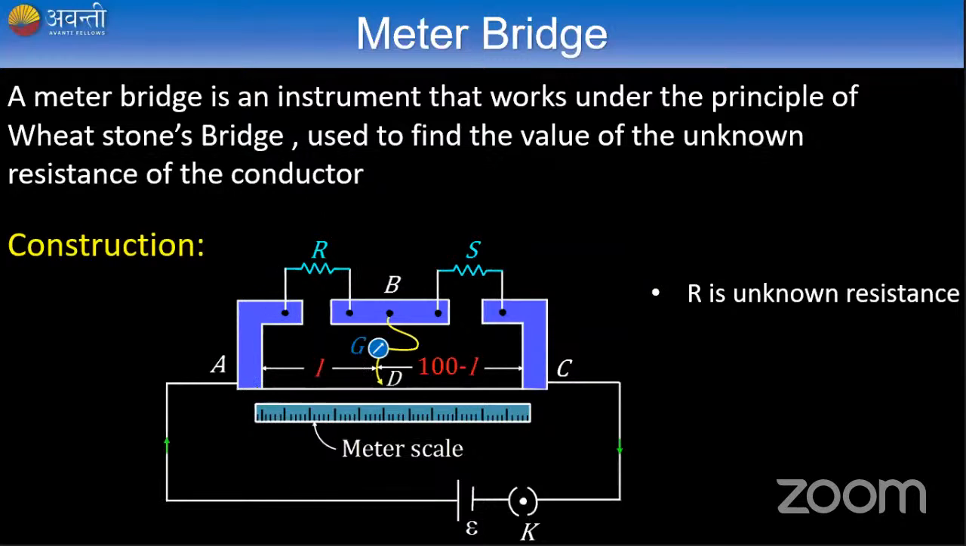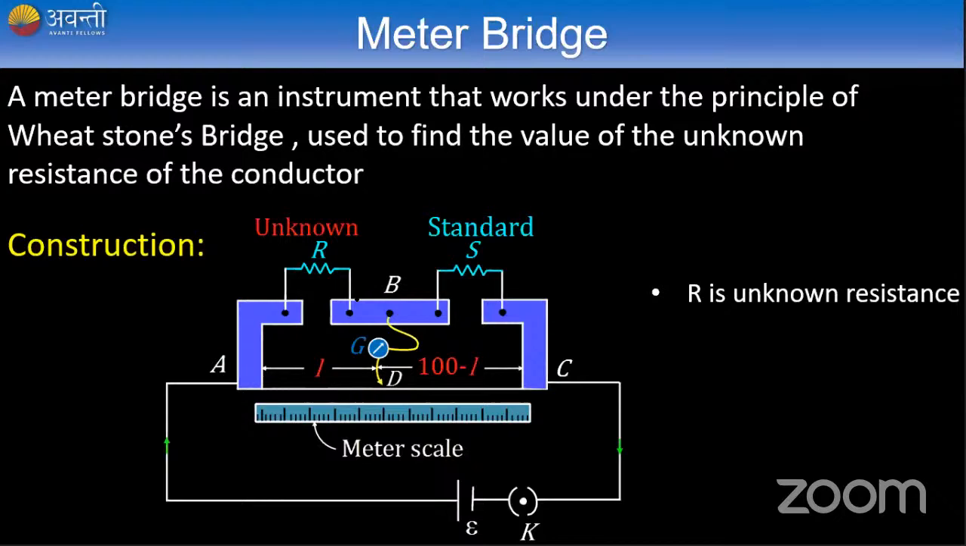So there will be an unknown resistance. This is an unknown value of resistance. Now this resistance is compared with the standard value of resistance. Say I have a conductor and I don't know its resistance. I don't have a multimeter, I don't have an ohm meter, nothing like that. So what I do, I'll connect that resistance across these 2 points.